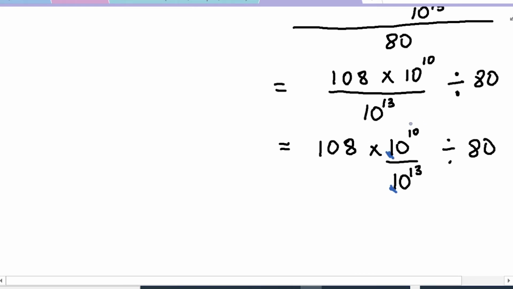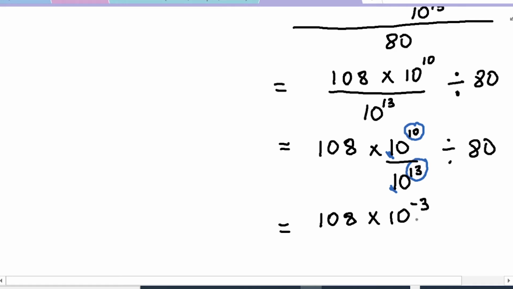So what do we do to the powers? We shall subtract them, because we maintain the base and subtract the powers. It's a law of indices. So this is going to be 108 multiplied by 10. You maintain the base and subtract the powers. So of course, when you subtract the powers, it becomes 10 minus 13, which is negative 3.